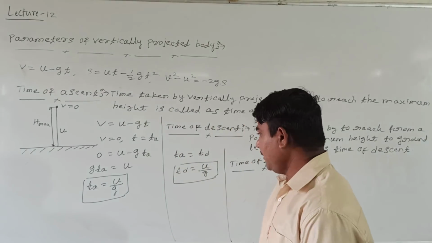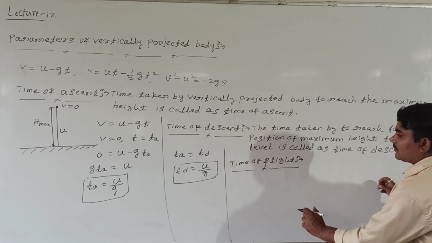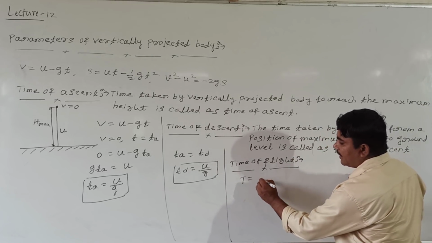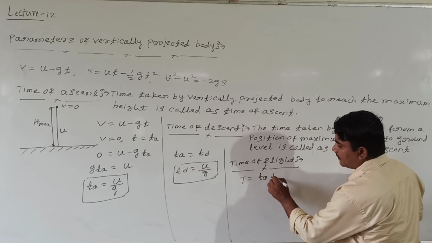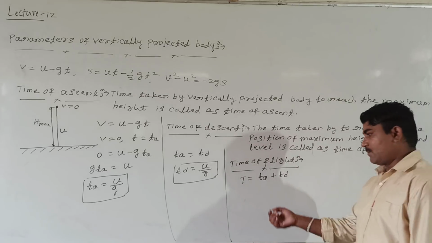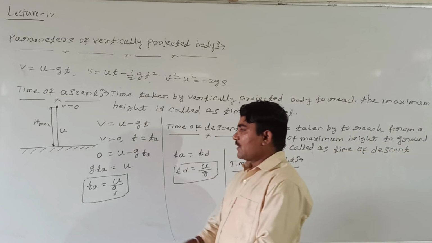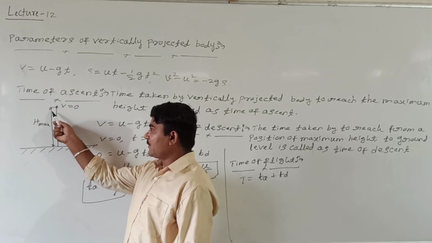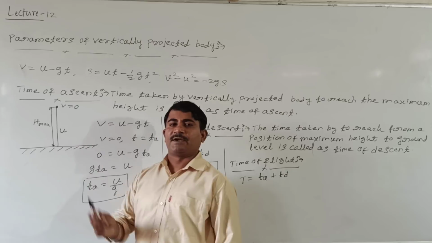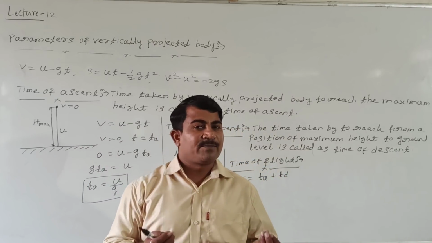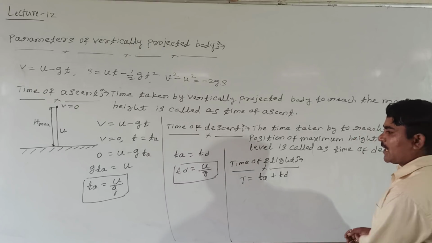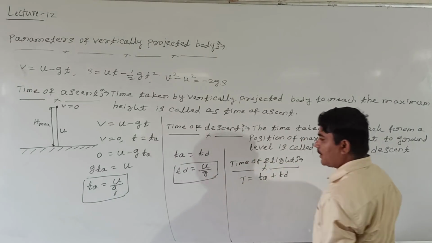The time of flight is represented by T. Time of flight is the sum of time of ascent plus time of descent. This is nothing but time of ascent, and this we are calling time of descent. To complete the journey of a vertically projected body, that time we are calling time of flight. Ta equals Td equals u by g.